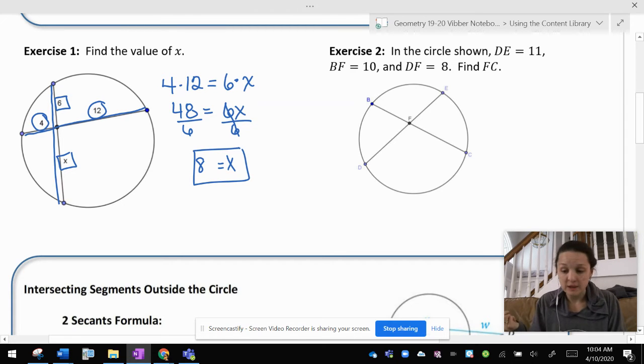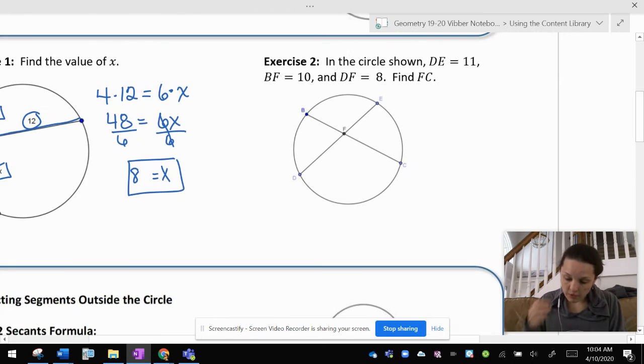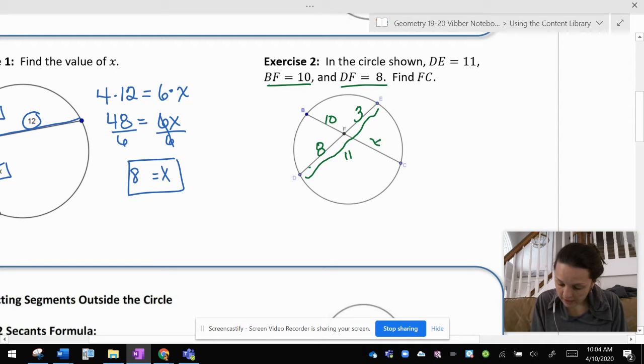Ta-da! X is 8. If I come over here to the other one, nothing's filled in for me, so I'm going to fill it in myself. Not a problem. It says DE is 11, so that means this whole thing is 11. BF is 10. DF is 8. Okay, so if DF is 8 and the whole thing's 11, I now know that this is 3. And they want me to find FC.